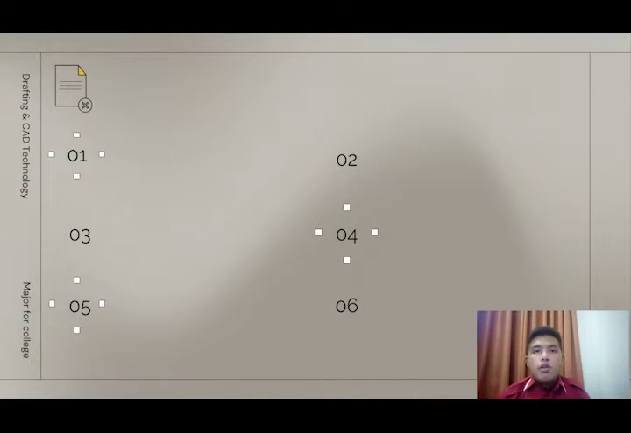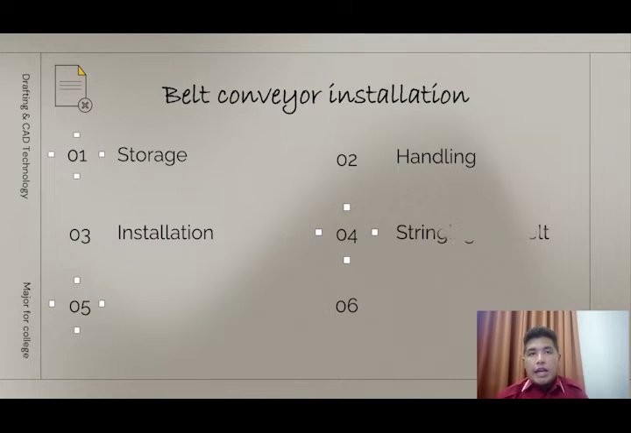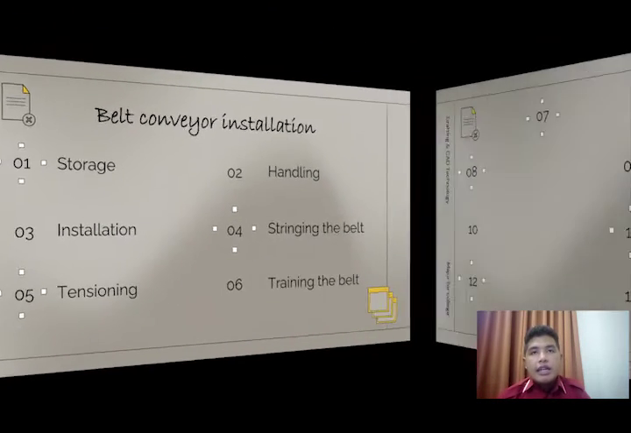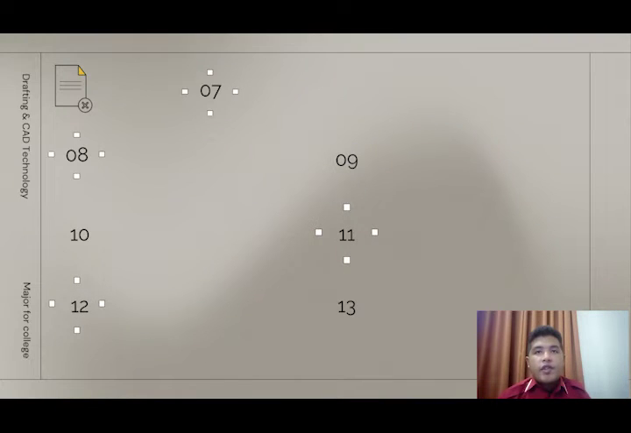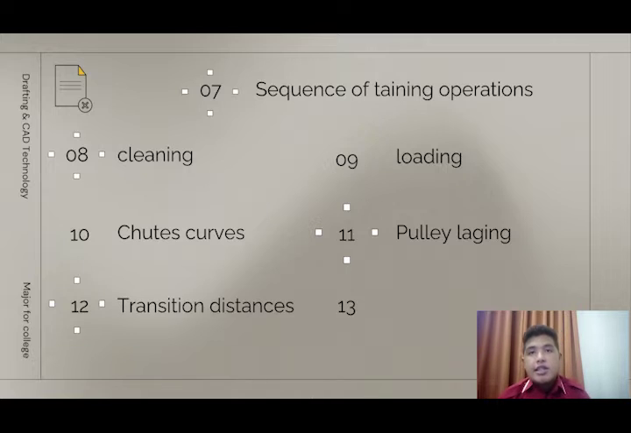So belt conveyor system installation has 13 different steps. The first step is storage, and then handling, followed by installation, stringing the belt, tensioning, training the belt, and then sequence of training operations, and then cleaning, followed by loading, chute curve, pulley lagging, transition distance, and lastly turnover.